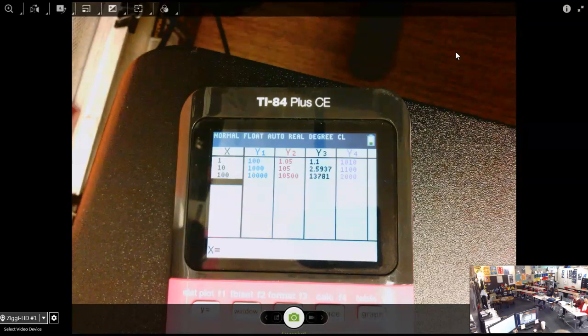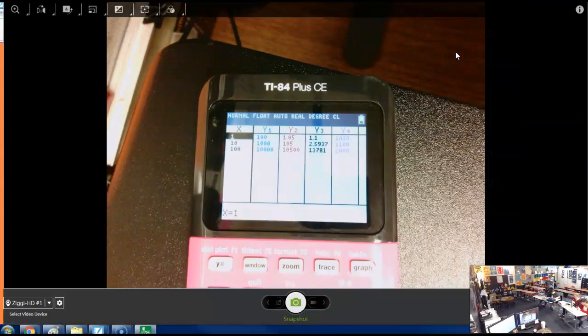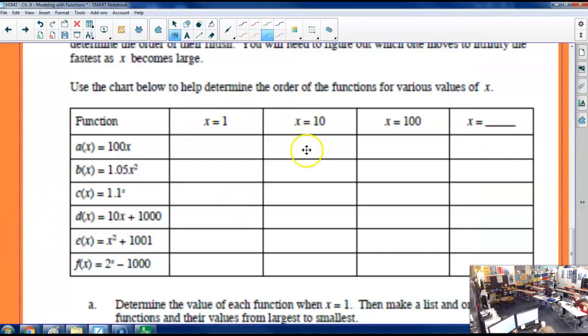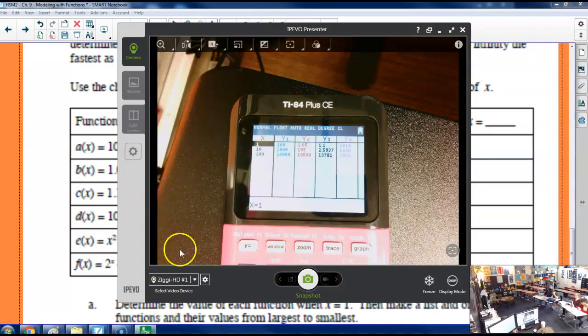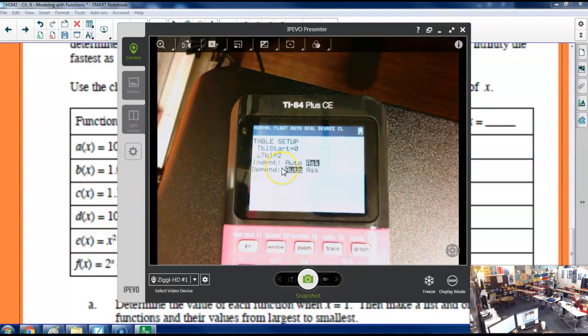So a much easier way to get 6 answers at the same time is to type all your functions in, and function A when X is 1 is 100. Function B when X is 1 is 1.05. Function C, function D, function E, function F. So we are going to fill in our table on your resource paper for the values of X is 1, X is 10, and X is 100. Back here, independent is your X. Dependent is going to spit out your Y.